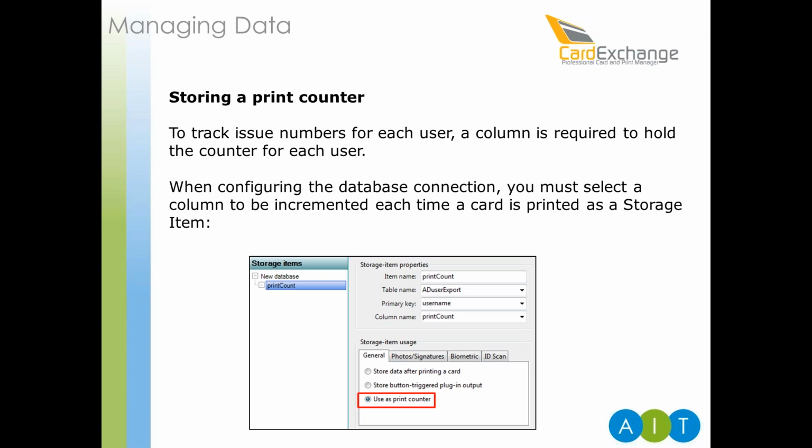The print counter is set up as a storage item. The update happens automatically, and the storage item doesn't appear in the mappings list because it's already mapped. So where we had our mappings that I demonstrated earlier, we had them as visible items. If we created other storage items to store the card number, for example, in a database, we'd have to choose that mapping linked to the card serial number. But with a print counter, we don't do that. It happens automatically behind the scenes.